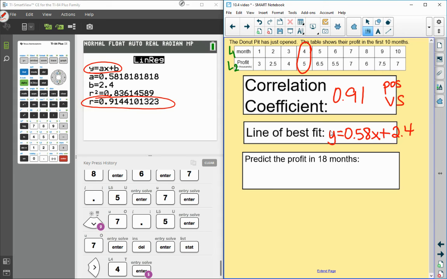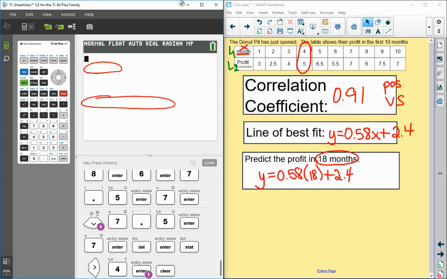It says predict the profit in 18 months. So I'm going to look up at my table and say months. Is months my x or my y? Well, that's my x. That's telling me in my calculator I need to plug in 18 for x. So I'm going to have 0.58 times 18 plus 2.4. Let's go ahead and type that in our calculator now.